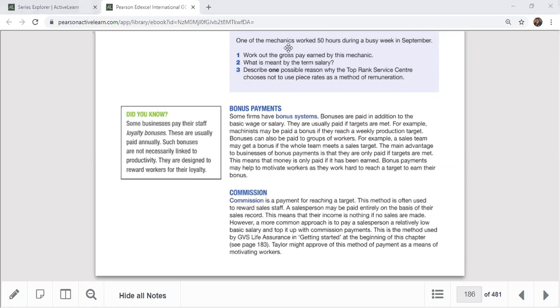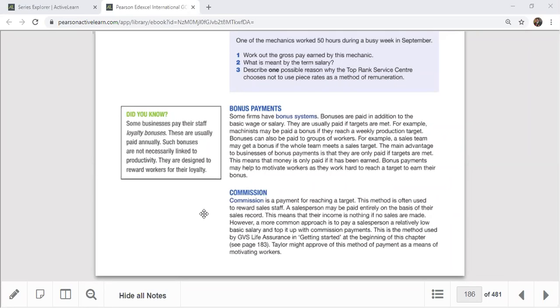However, a common approach to pay a salesperson is actually a relatively low basic salary and top it up with the commission payment. This is the method used by GVS Life Insurance in the first paragraph. Life insurance, the commission they are giving for the insurance agents. Getting Started at the beginning of this chapter, they talk about that.